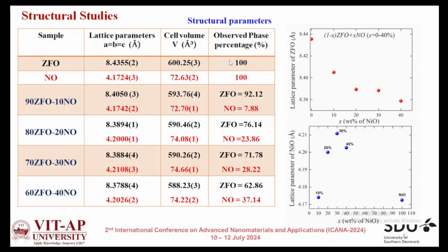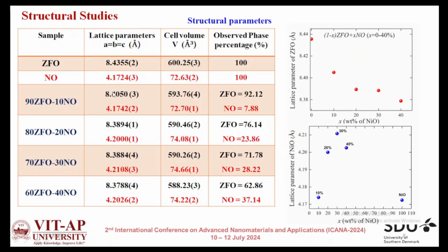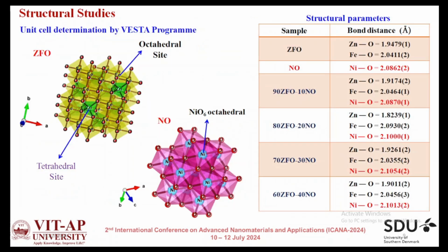Whereas, on the other hand, as we saw in the previous slide, the NiO peaks in the composite sample shifted to a lower Bragg angle. It means that the lattice parameter corresponding to the NiO phase increases with increasing NiO content in the composite sample. We have also obtained the phase percentage from the Rietveld refinement results, and the observed phase percentage shows good agreement with what we initially took for the synthesis of these composite samples.